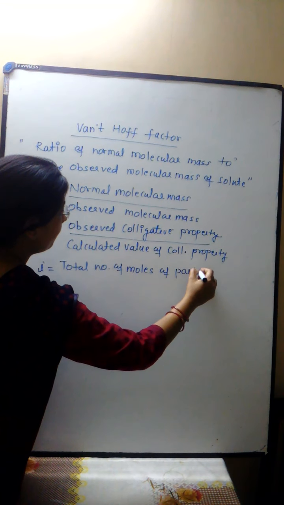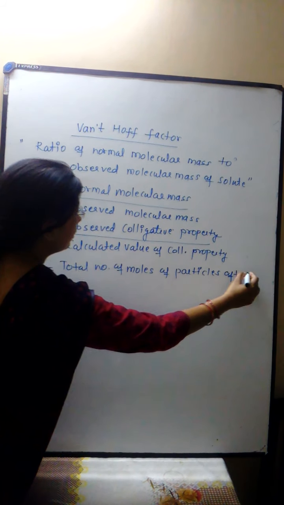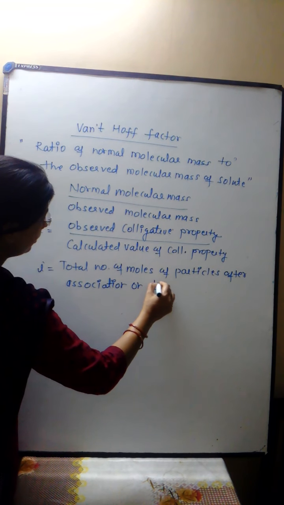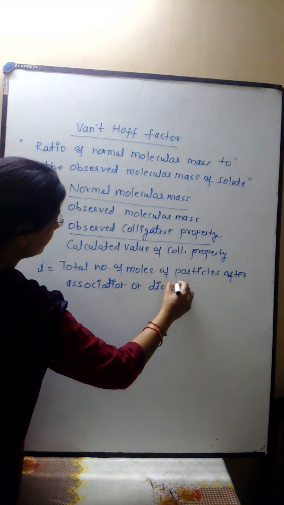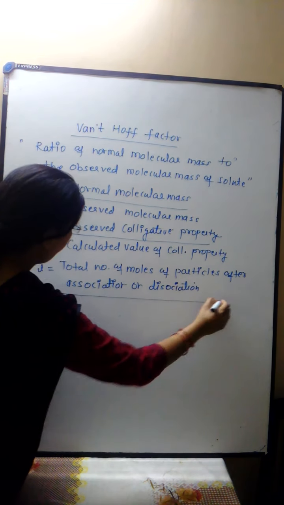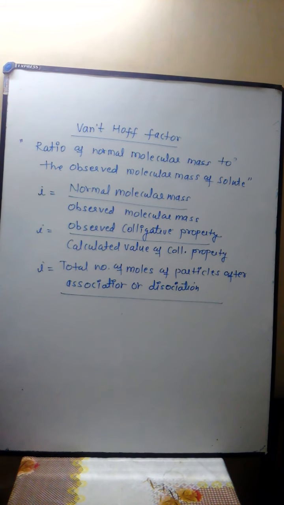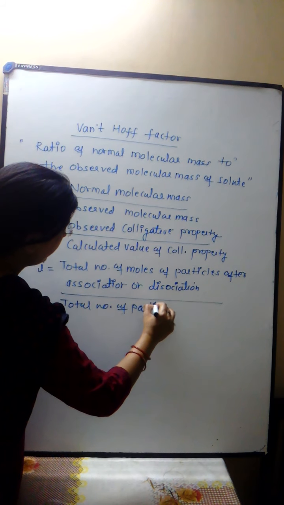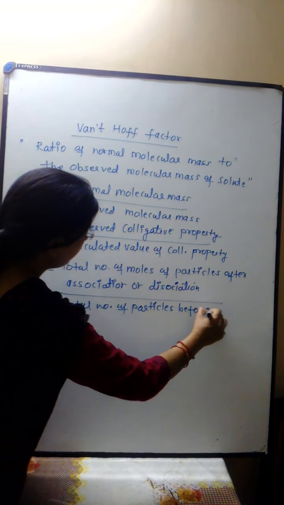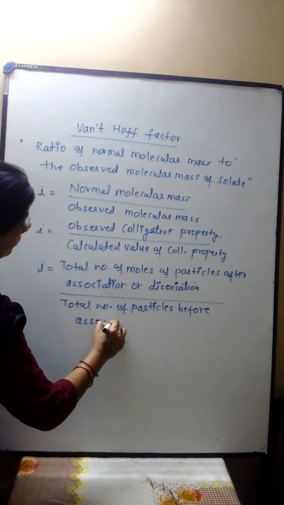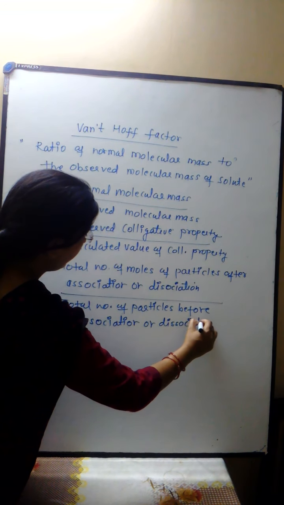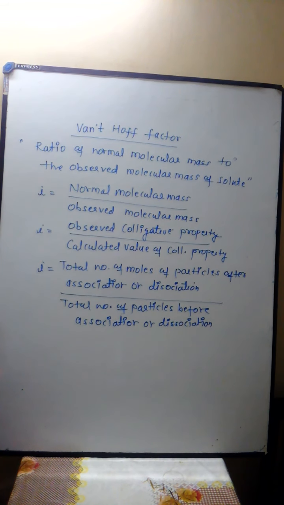One more, where we express the Van 't Hoff factor: total number of moles of particles after association or dissociation upon total number of moles of particles before association or dissociation. This is known as the Van 't Hoff factor.